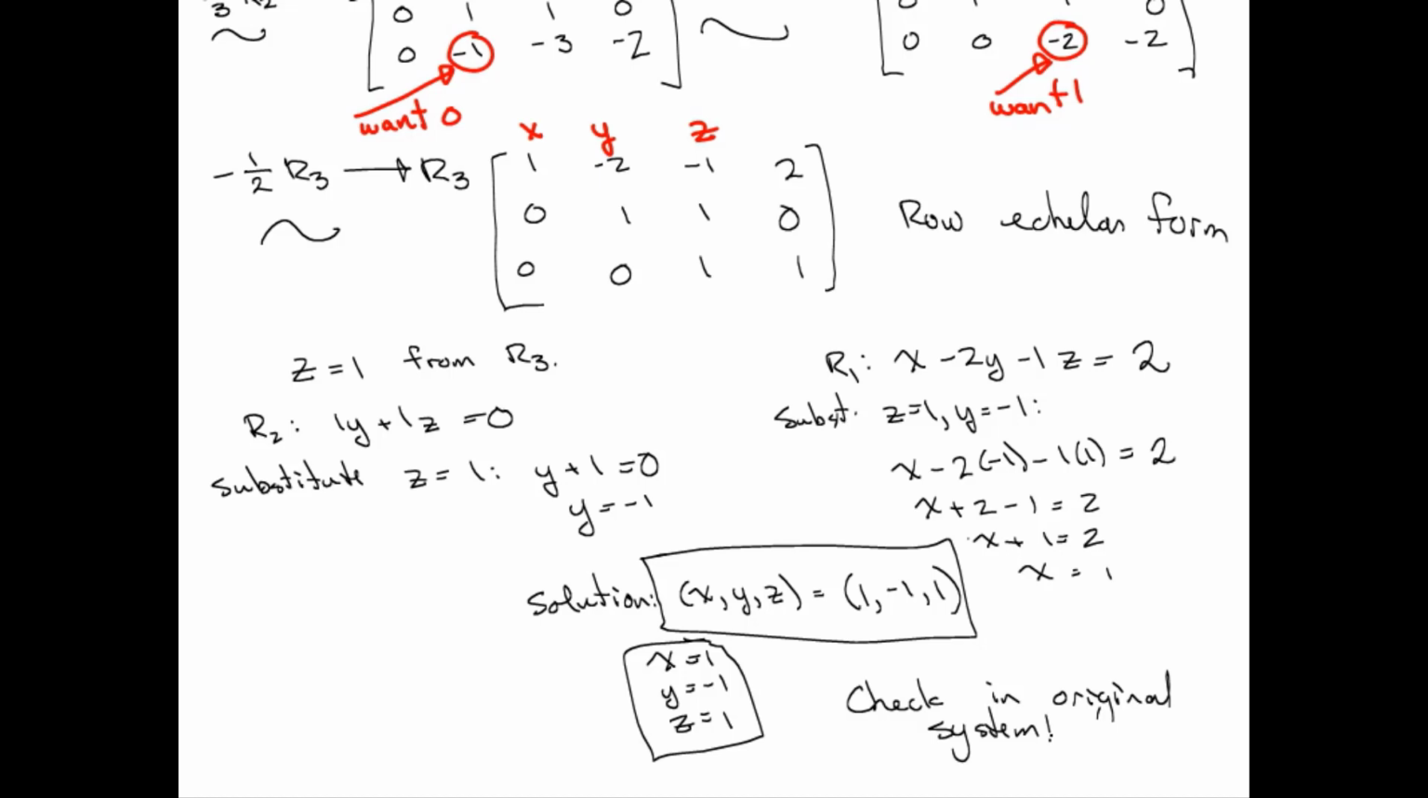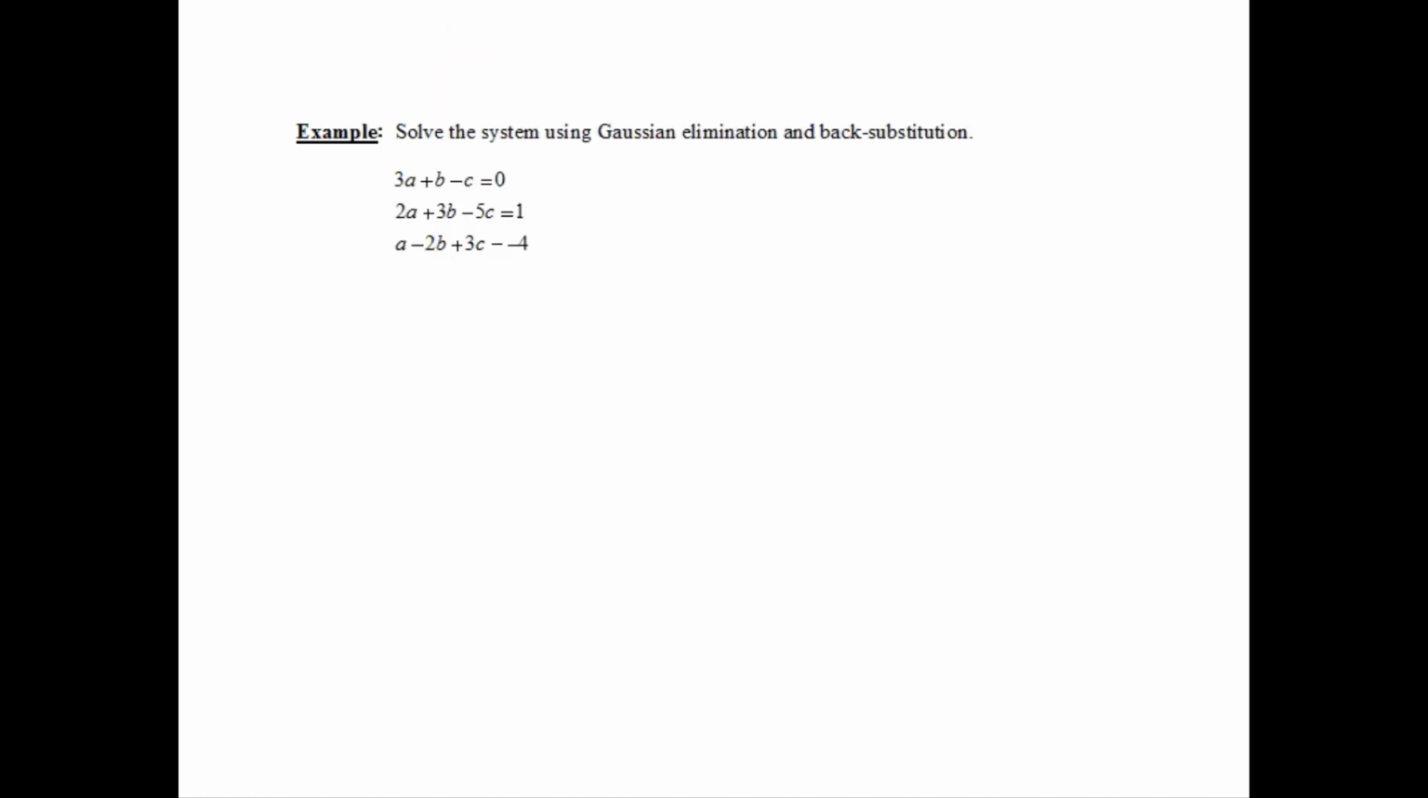Let's do another example. Let's solve this system using Gaussian elimination and back substitution. So we first write the system. First, let me make sure all my symbols came through properly in this program. Okay, I think they all look okay now. That last equation, a minus 2b plus 3c is equal to -4.